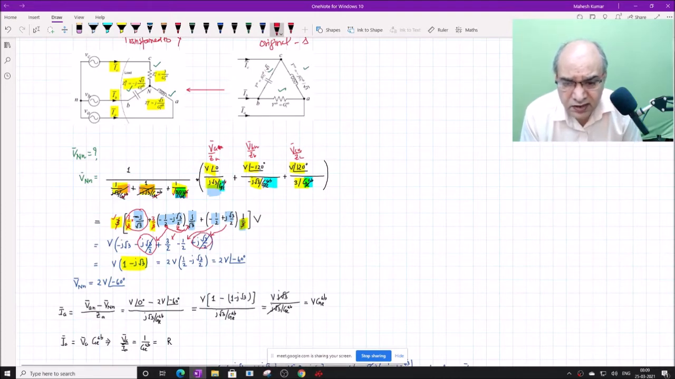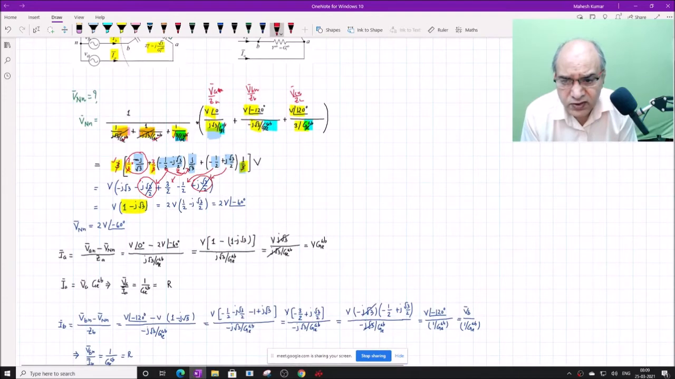Therefore the remaining terms are 3 by 2 minus half, which is nothing but 2 by 2, which is 1. So this becomes 1. It is here. And minus j root 3 by 2, okay, is minus j root 3 is here. So this has become this term. So finally we have this term, the neutral voltage.